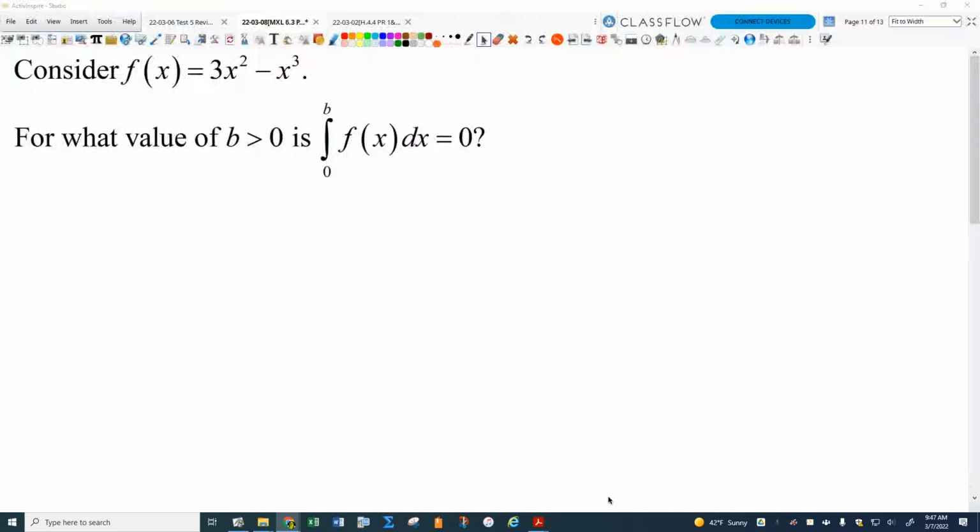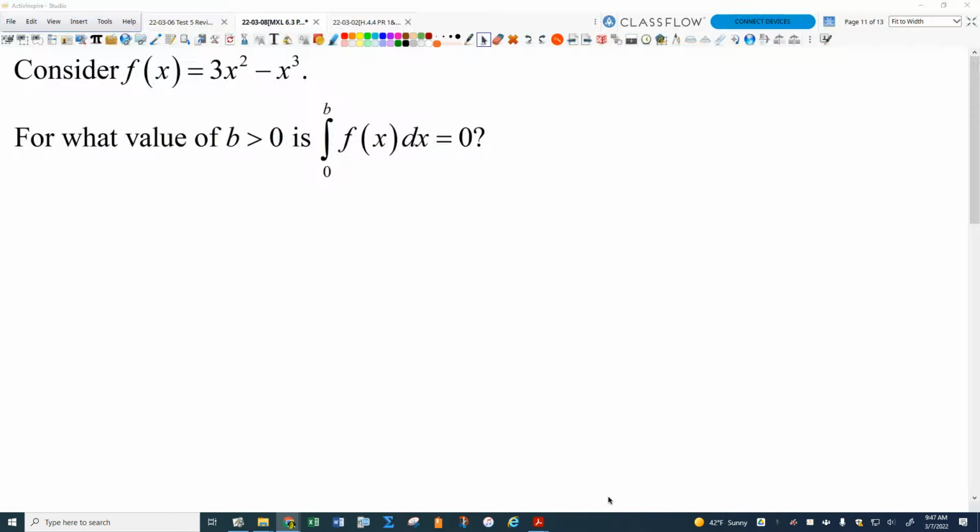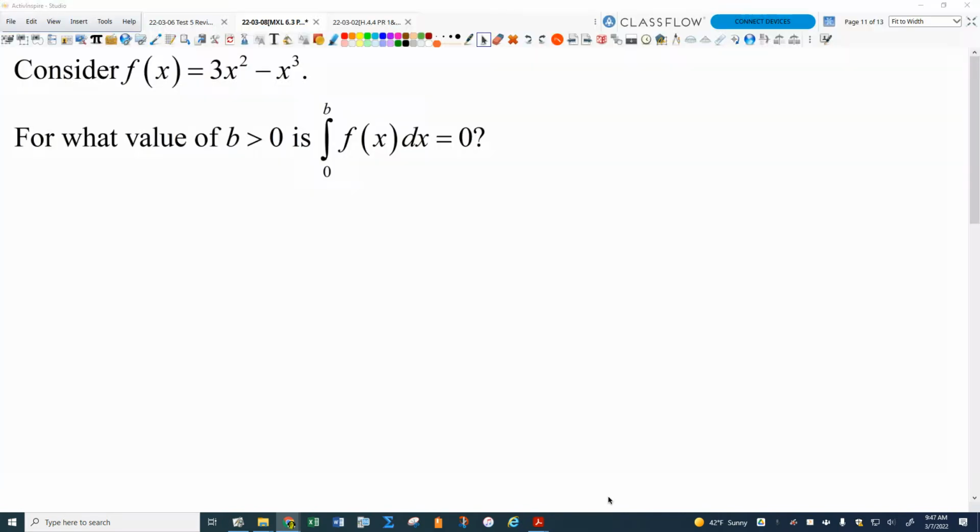Okay, so this would be one where we've got to actually take this antiderivative and evaluate it from 0 to x, and then we'll solve for x. And the value of x that's going to make the area equal 0 we'll call b, right? Okay, so what's this going to give us then? We've got the integral of 3x squared minus x cubed dx.